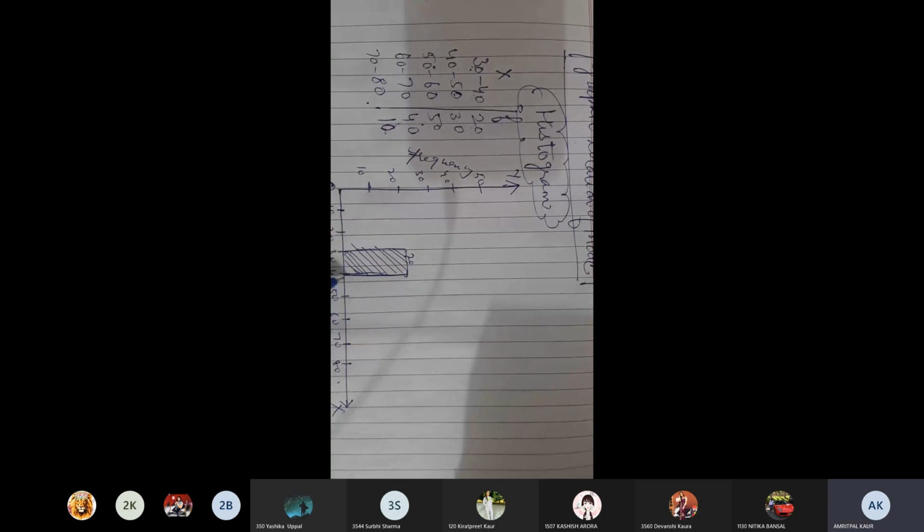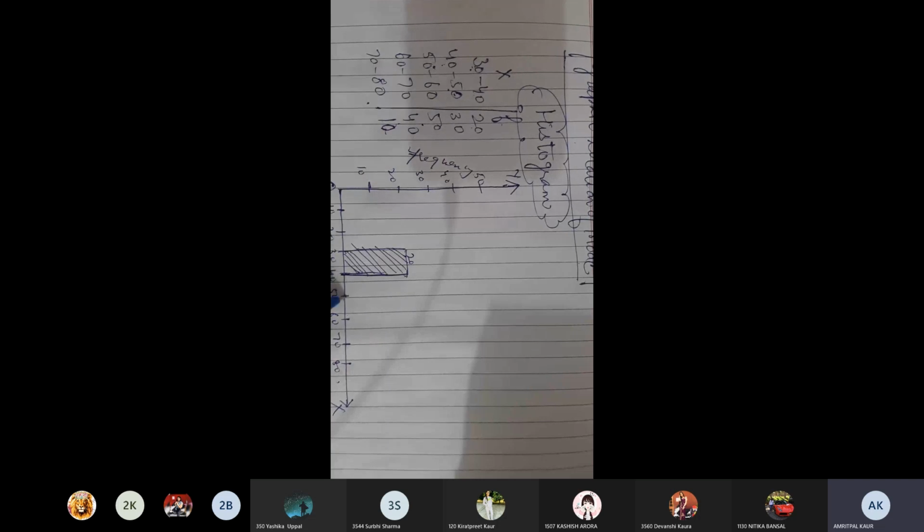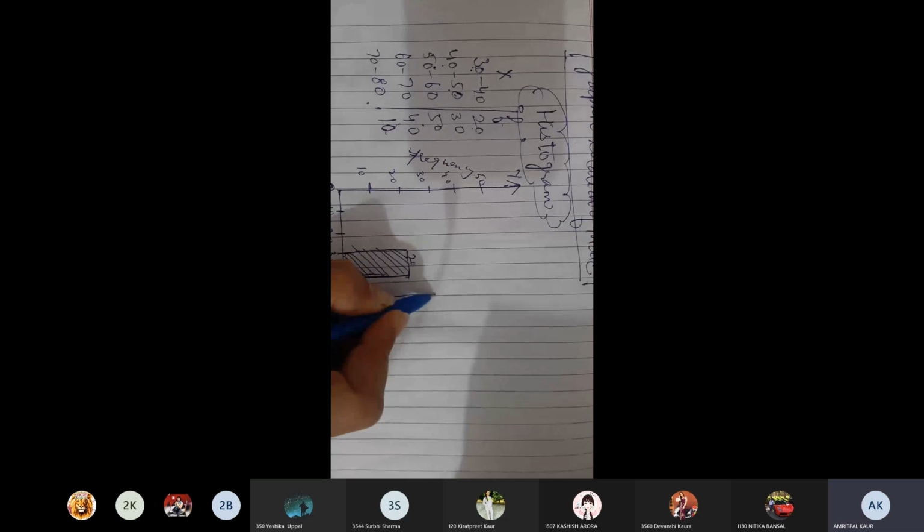Then we have 40 to 50. In between 40 to 50, what is the frequency? 30. So this side also and this side also, we will mark one point where it is 30.